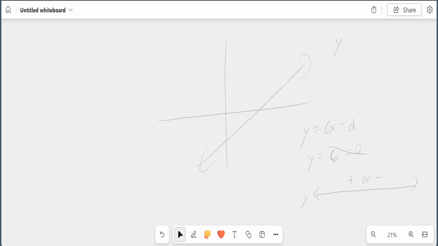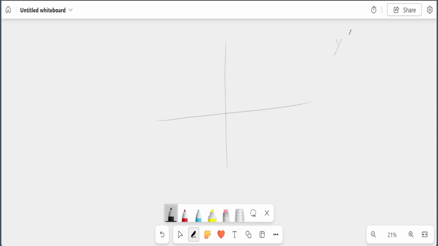Now on the other hand, if this was our y prime line, first of all, let me center this at the origin just so it's a little easier on me. What does our y look like?